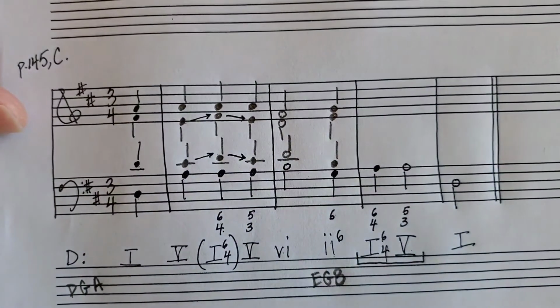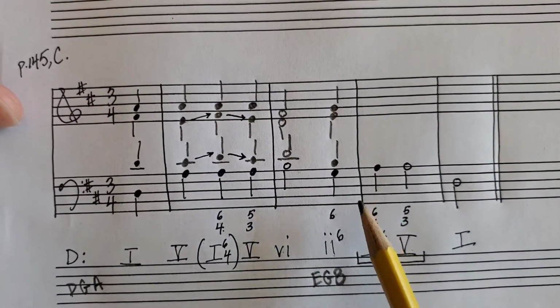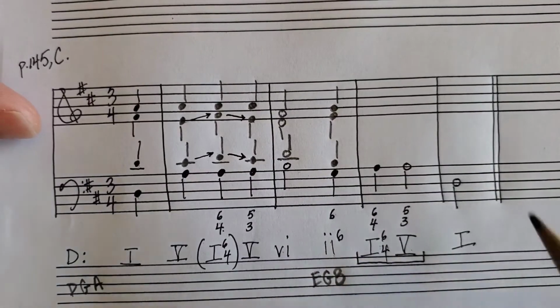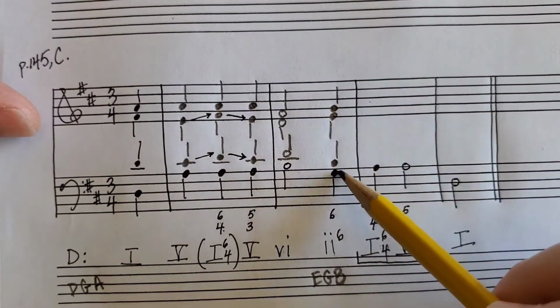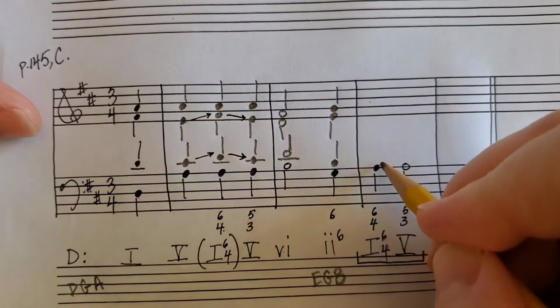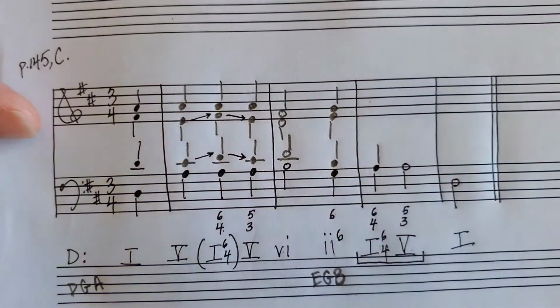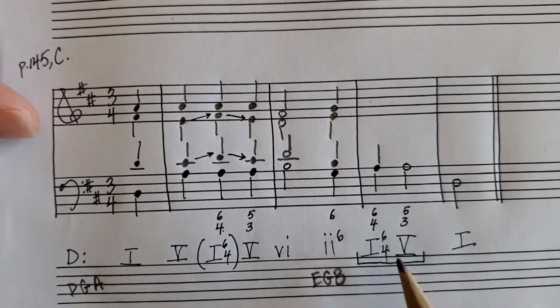Like so. Okay, now again, you want to make sure that you double the bass for this 6/4 chord. But notice if I move this G to the A, I'll have a parallel octave with the bass part. So let's double it here. Now the other 2 notes are D and F sharp.